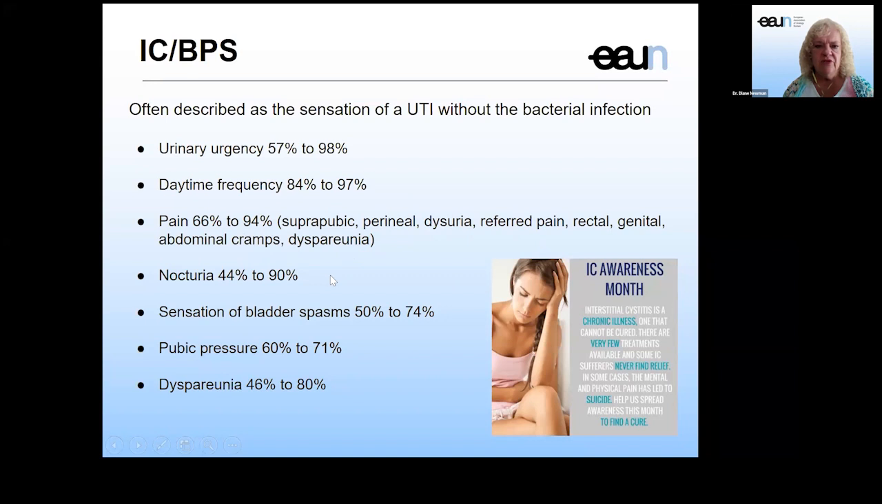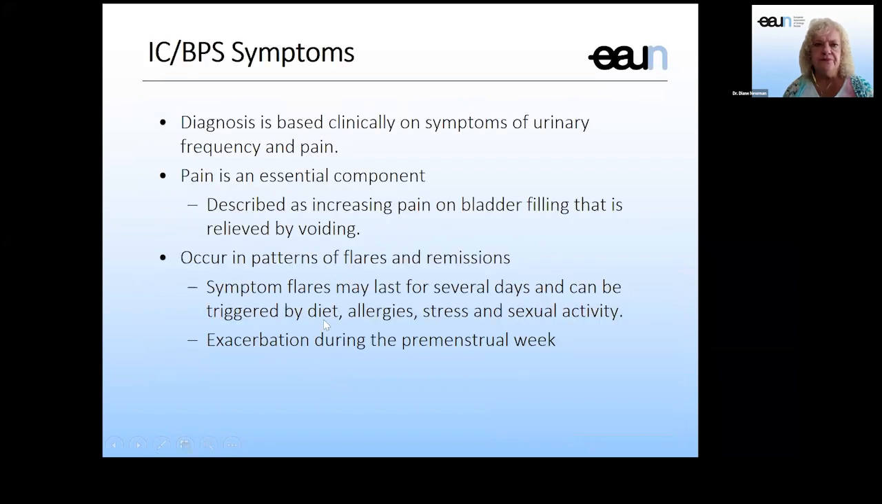They may have nocturia. They may have that sensation of a bladder spasm, which is why a lot of us prescribe anticholinergic or beta-3 adrenergic medication. They'll describe a pubic pressure that is relieved with voiding, and then dyspareunia. The diagnosis is based on the symptomatology. Pain is an essential component of that diagnosis.